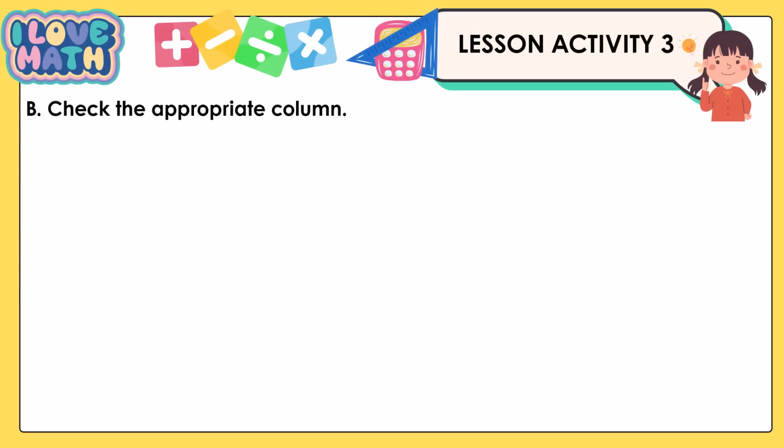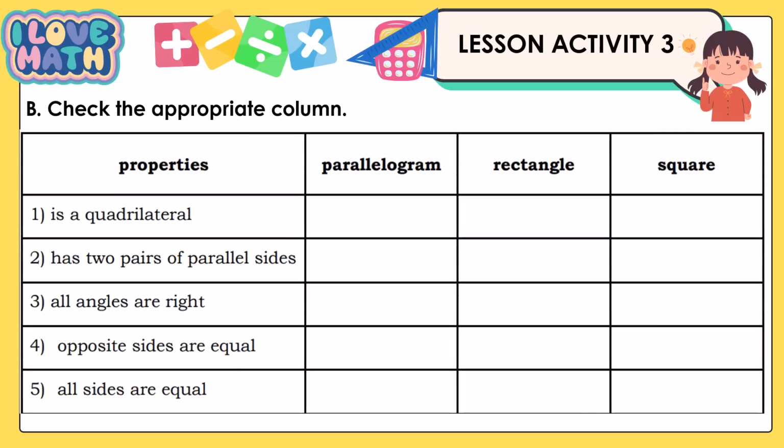B. Check the appropriate column. First column are the properties. Second column, parallelogram. Third column, rectangle. And fourth column, square.